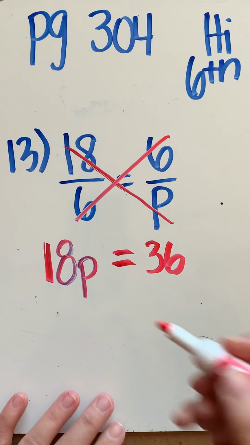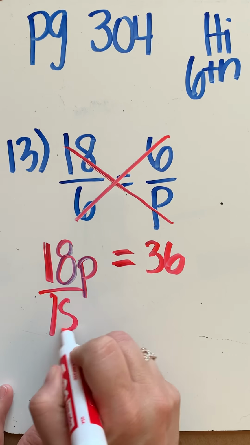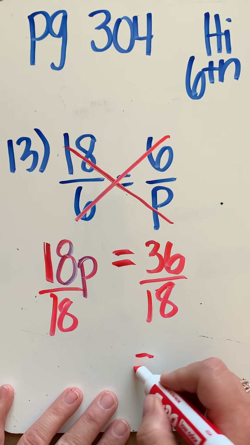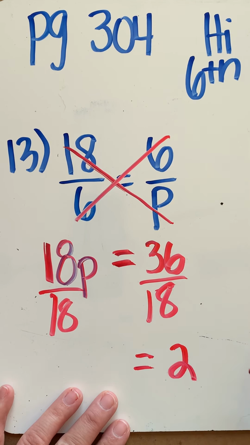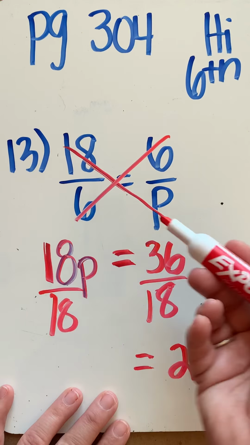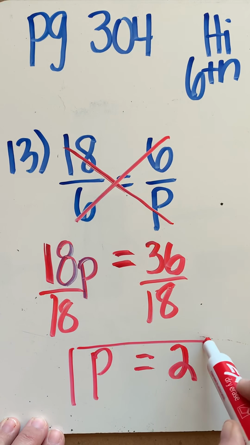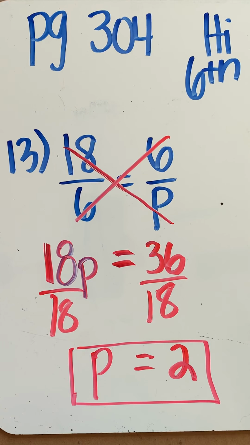To solve for p, we have to divide both sides by 18. So 36 divided by 18 is 2, and 18 divided by 18 is 1, so this just ends up being p. P equals 2. So simple enough. I'm not sure why we had trouble with that, and that's okay if we did. Sometimes we just get a little caught up on something and we may not get the right answer, okay?